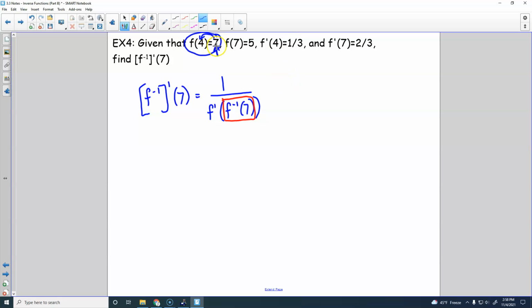So we're looking for where the y is 7, and it's going to be the x of the original function that goes with it. So we're going to have 1 over F prime of 4. What's F prime of 4? 1/3. So we got 1 over 1/3. Dividing fractions is easy as pie. Flip the second, multiply. We're going to get 3 here.